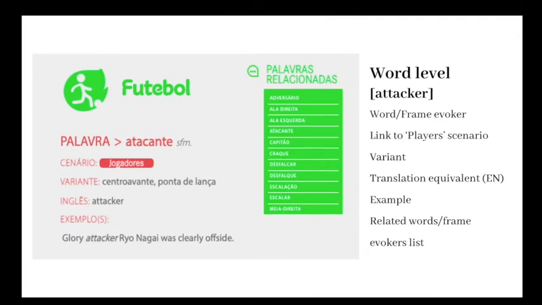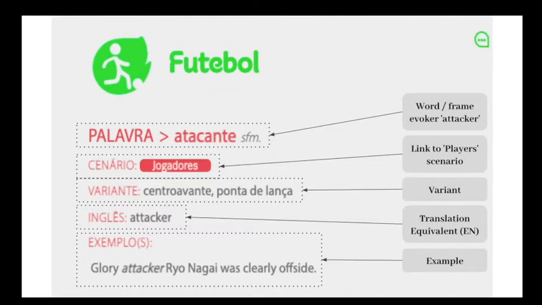The third level is the word level, here illustrated by the word attacker from football. This is a general view of the word page. On this page, we can see the scenario to which the word is connected. In this case, the word attacker is connected to the scenario players. This is also a hyperlink from which users can access the scenario level.